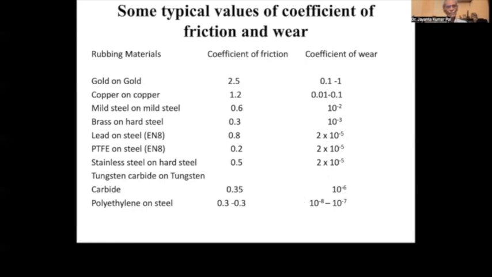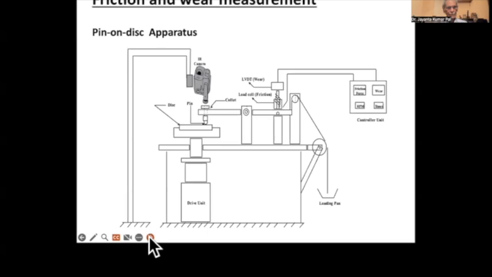So this is a small chart of coefficient of friction and coefficient of wear comparison and gives us some idea of what the broad values are. But there are more details available in the literature. So then we go to the measurement.